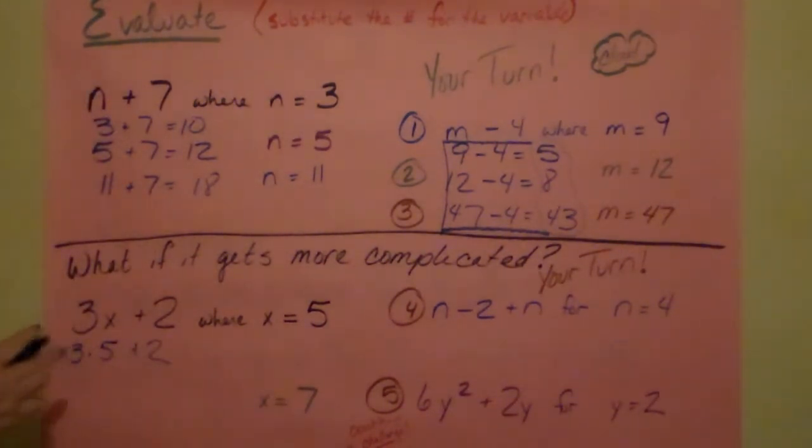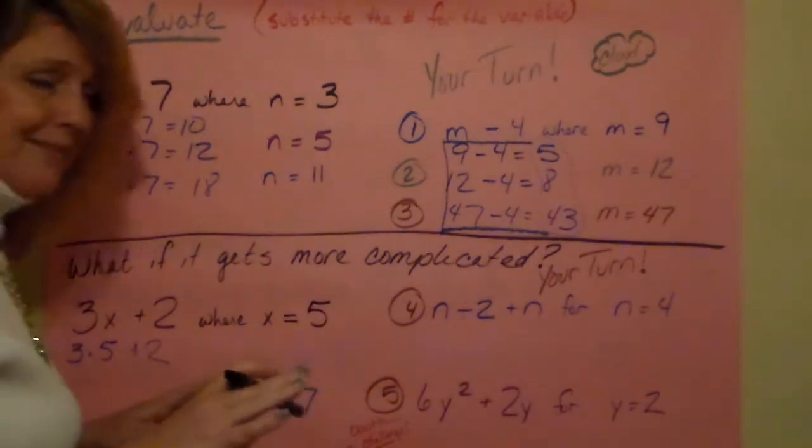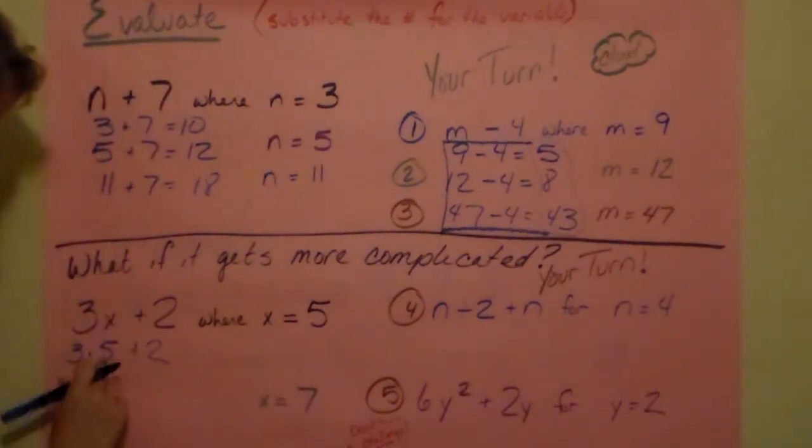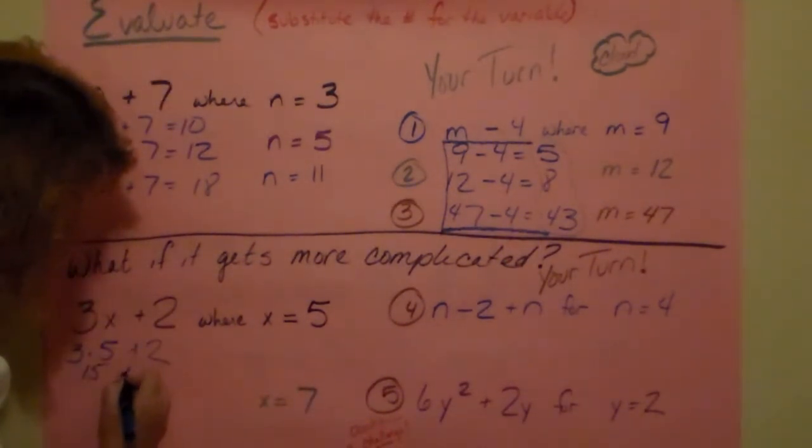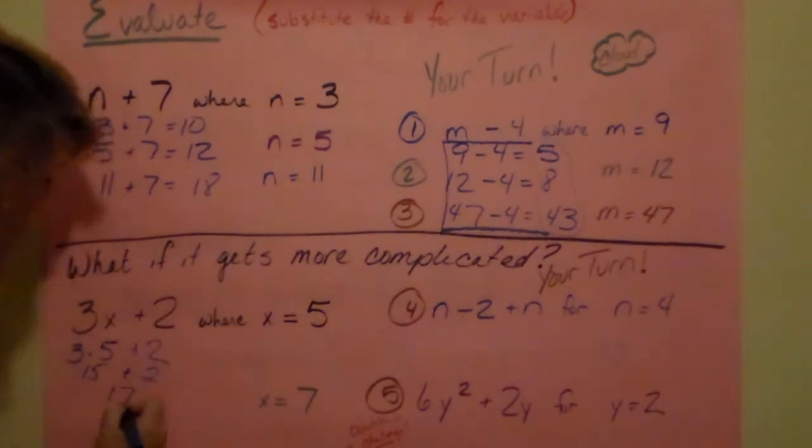Now what am I going to do first? PEMDAS, I know I'm going to do the multiplication first. So I'm actually going to do 15 plus 2, and my answer is 17.